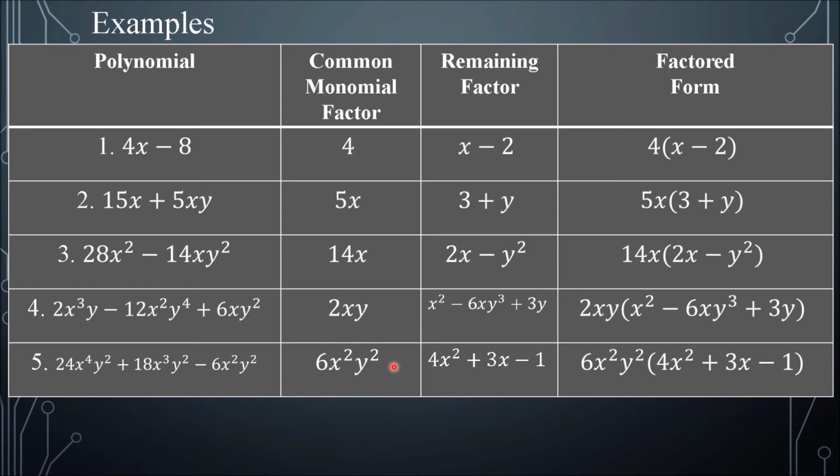Now, extracting that, we have 4x squared plus 3x minus 1. That's the remaining factor. Again, combining into this, that's the factored form. And this is how you factor polynomial number 5. This is the result.